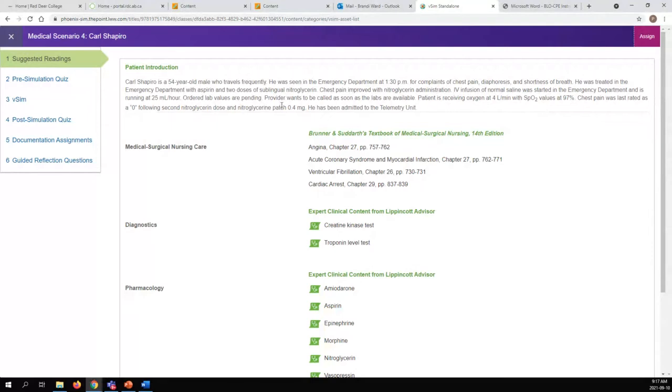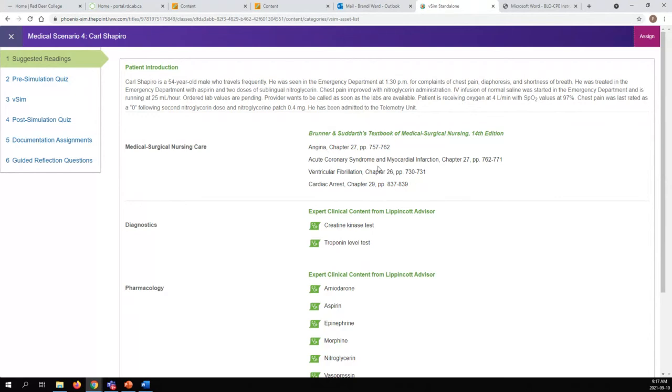Ordered labs or values are pending, and the provider wants to be called as soon as those lab results are available. Patient is recovering, receiving oxygen at 4 liters with an SpO2 value of 97%. Chest pain was last rated at a 0 following a second nitro dose, and nitroglycerin patch 0.4 milligrams. He has been admitted to the telemetry unit.